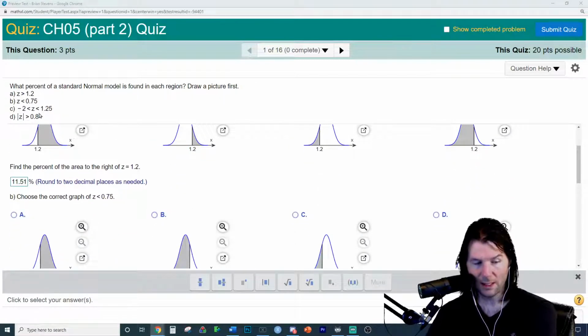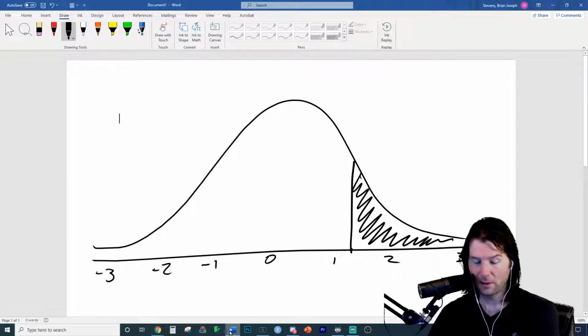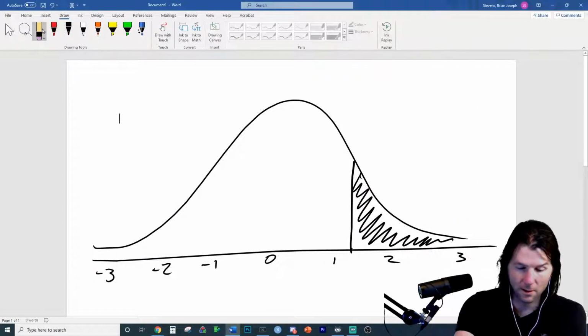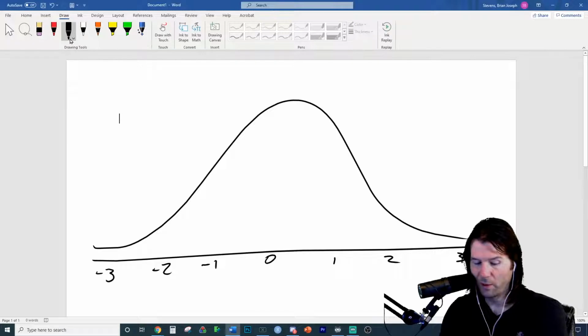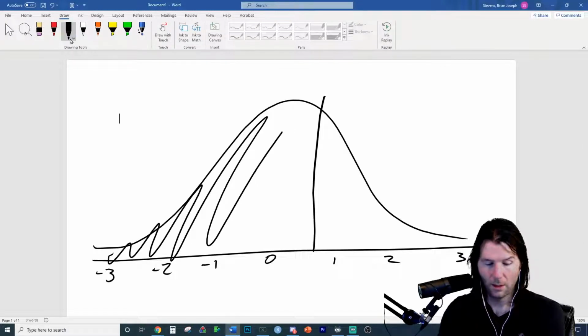We want the z-score less than 0.75, and that's positive 0.75. Please note you need to know if the z-score is positive or negative. That means it's above or below the mean. So let's go right here. 0.75 is going to be right here and below.